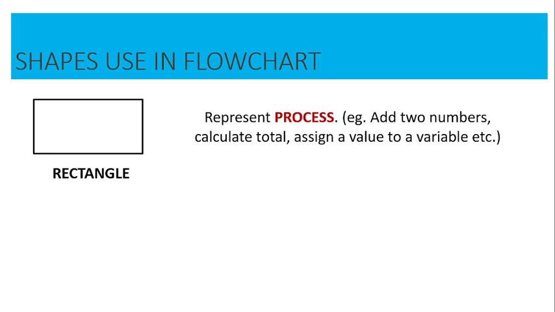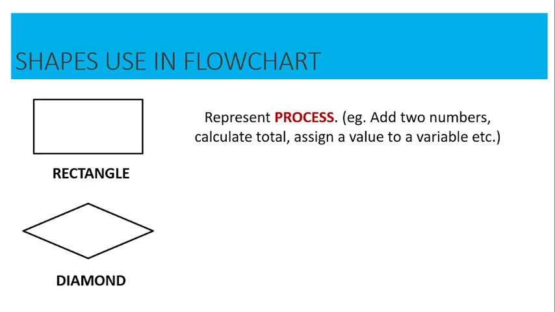You say you are assigning value to a variable. And also you see the rectangle. Anything involving an operation, you see a rectangle representing that particular step. Another shape you see in a flowchart is a diamond.